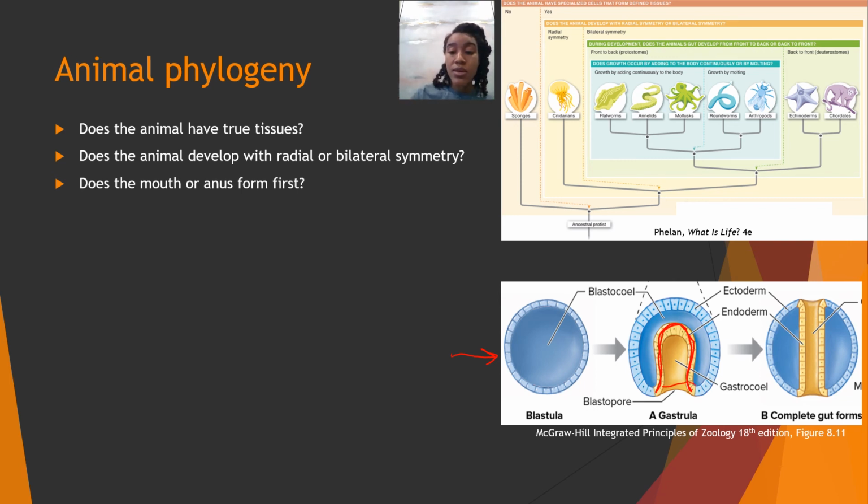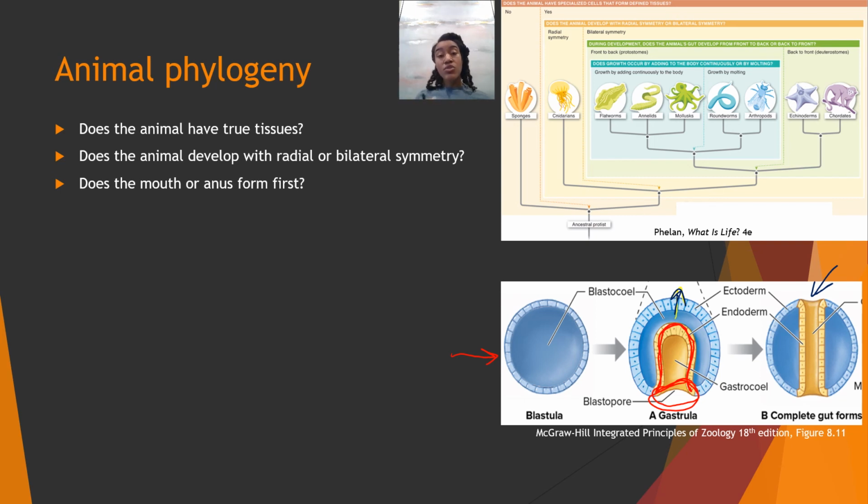Where the pouch opens up to the environment, so this pore, this hole right here, if that pore later becomes the animal's mouth, then those animals are called protostomes. If that opening later becomes the animal's anus, then those animals are called deuterostomes. What generally happens in all of the animals except for the cnidarians, so except for the jellyfish, anemones, and corals, is that the pouch will continue to extend to the opposite side, creating a tube that runs the entire length of that ball of cells.